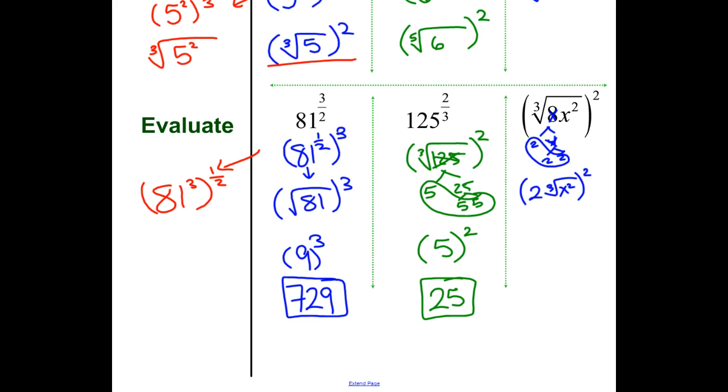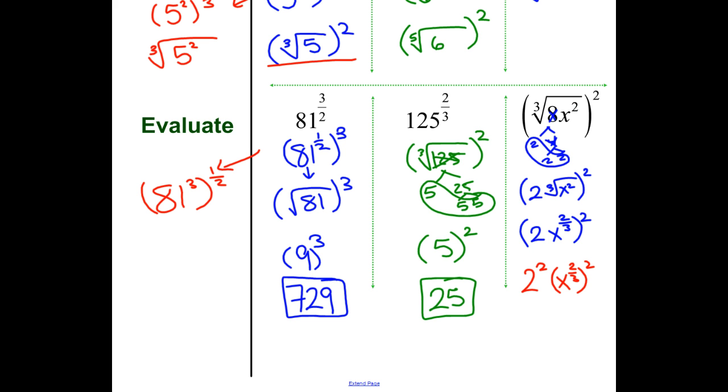So now what I'm going to do right here is change the cube root of x squared to 2 times x to the 2/3 power, squared. The reason I did that is because it's a lot easier to distribute that square through to each piece. So now we're going to use our power to a power, and we're going to get 2 squared times x to the 2/3 squared.